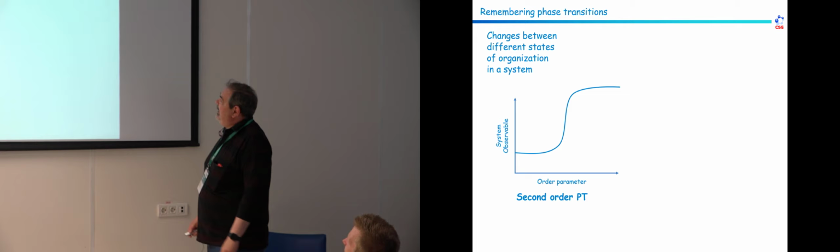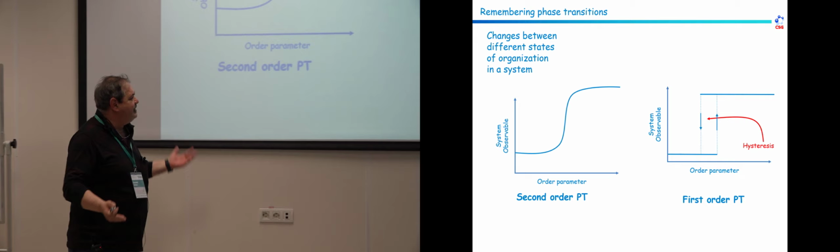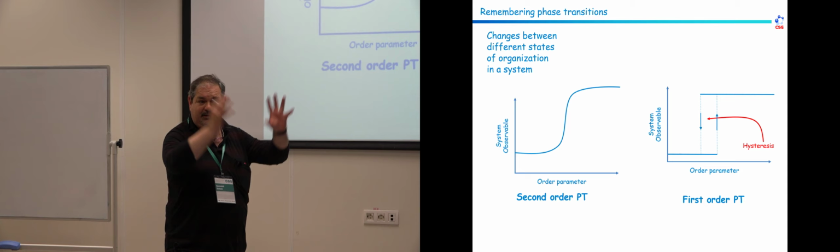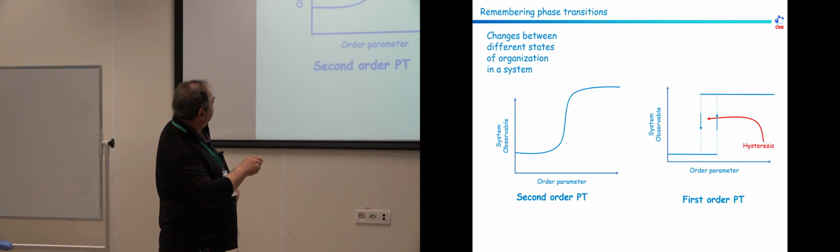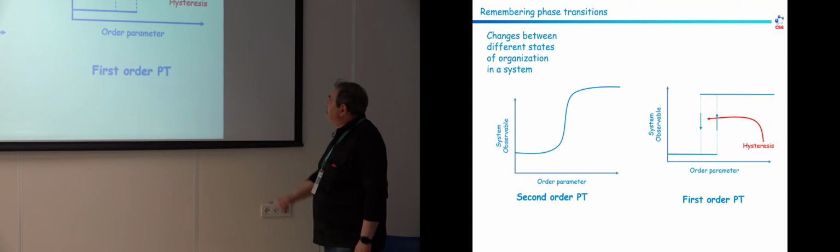Here you see the two transitions I wanted to describe. If you have in physics a system that passes from one phase to another, in our case from complete incoherence to complete coherence, you can have a transition of the second order, that is a continuous and reversible transition, or a transition of this kind, which is discontinuous and irreversible. And you will see this contains hysteresis.